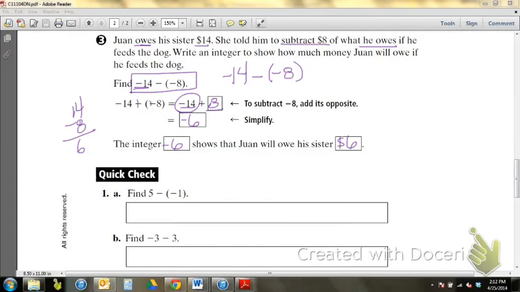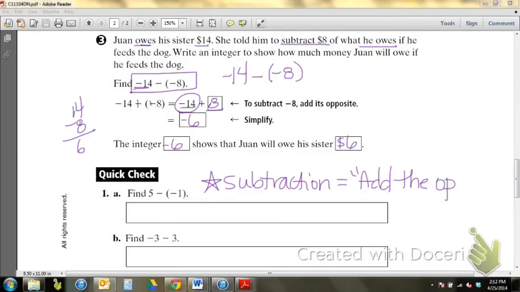Alright, so now you're going to try the quick checks. Remember that the whole trick to subtraction is to add the opposite. Okay, and once you do that, then follow your addition rules to see if your answer is positive or negative and if you add or subtract your numbers. So try those quick checks and we'll check your work in class.